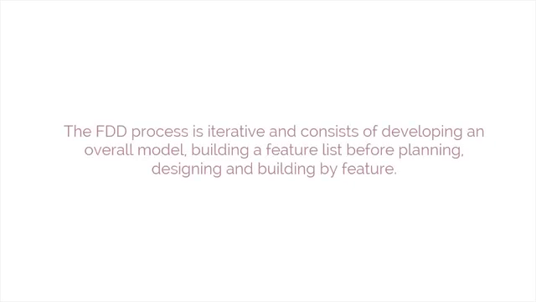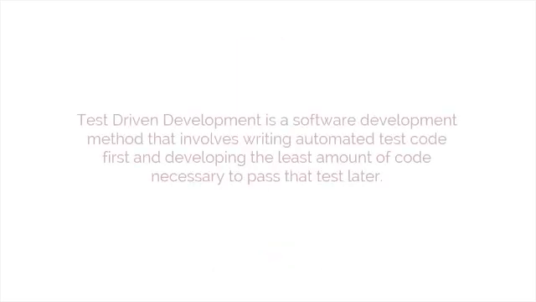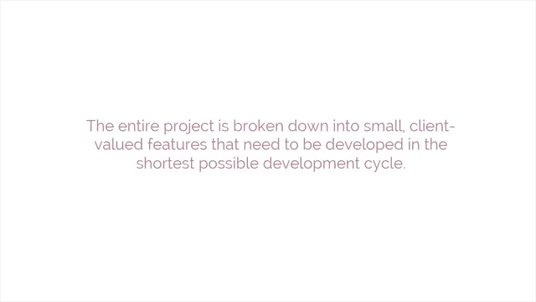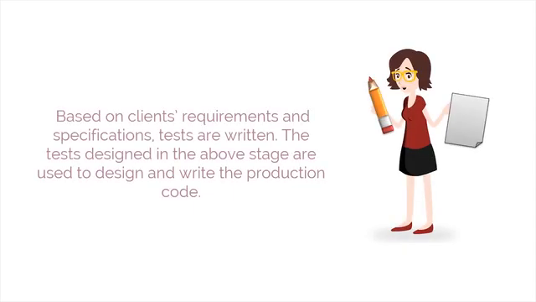The FDD process is iterative and consists of developing an overall model, building a feature list before planning, designing and building by feature. The sixth method is test-driven development. Test-driven development is a software development method that involves writing automated test code first and developing the least amount of code necessary to pass that test later. The entire project is broken down into small, client-valued features that need to be developed in the shortest possible development cycle. Based on clients' requirements and specifications, tests are written.